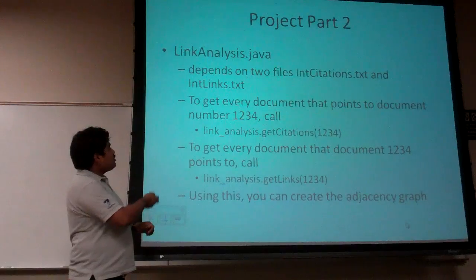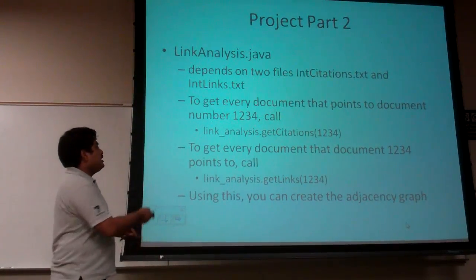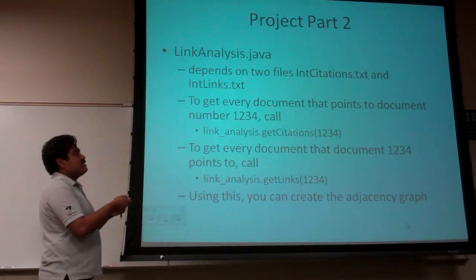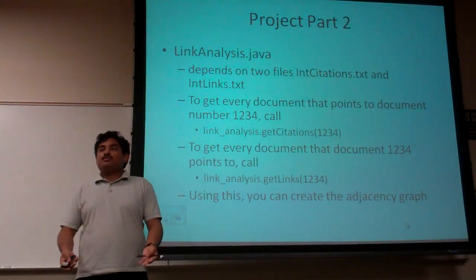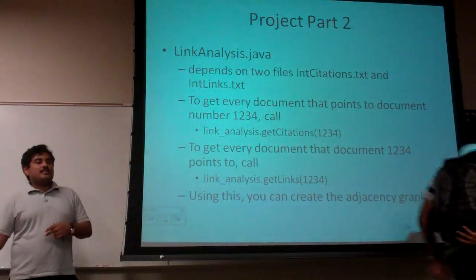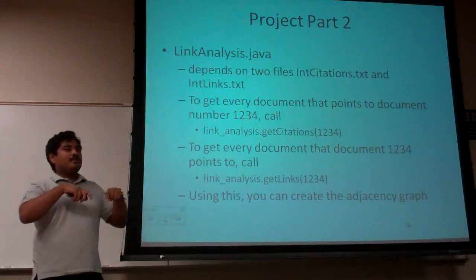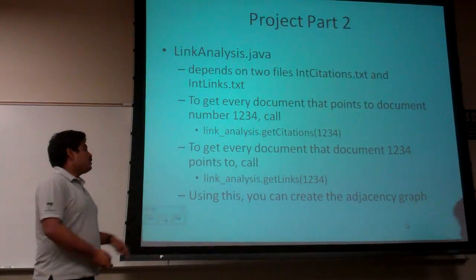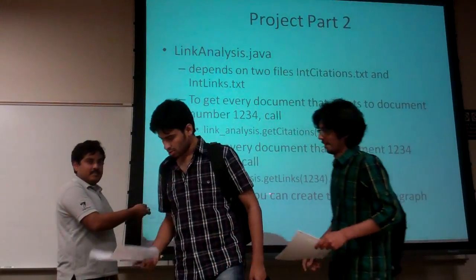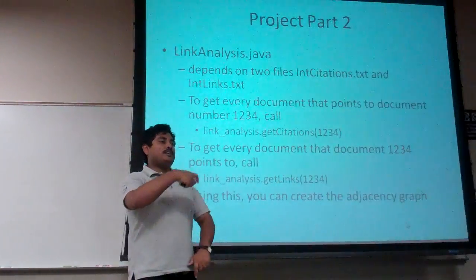Okay? So in order to get every document that points to document number 1, 2, 3, 4, you call this function. You say linkanalysis.getCitations 1, 2, 3, 4. That will give you an array of integers. Those are the document numbers that point to 1, 2, 3, 4. Okay? And if you want to see what documents 1, 2, 3, 4 points to, then you can call linkanalysis.getLinks 1, 2, 3, 4. That will give you all the document numbers that 1, 2, 3, 4 points to.